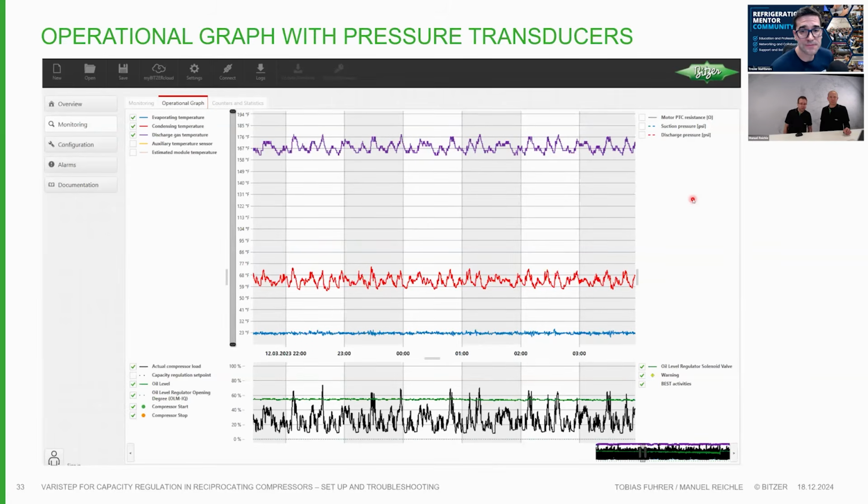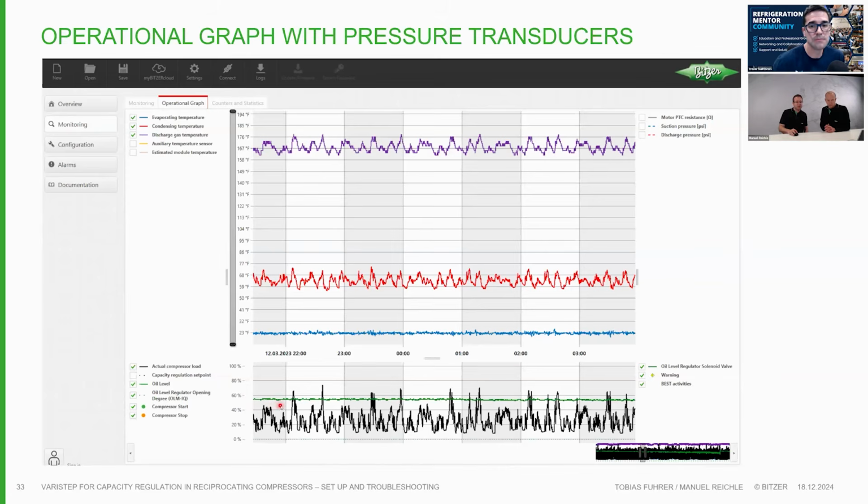I told you earlier we replaced one Varistep. We take off the variable speed compressor. And in this case, we can see on the lower black graph the reference signal from the rack controller, which capacity we should drive at this point.